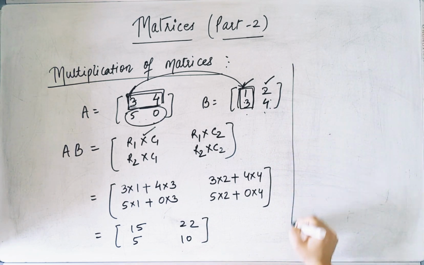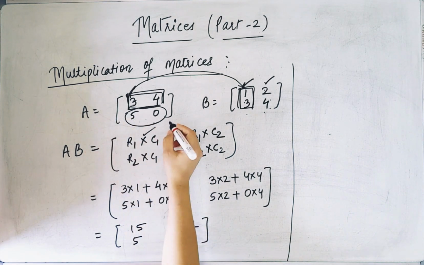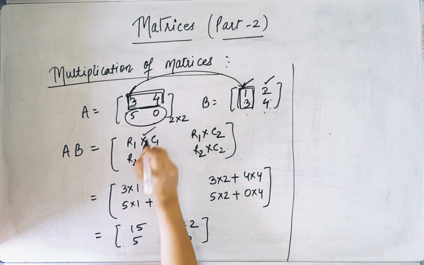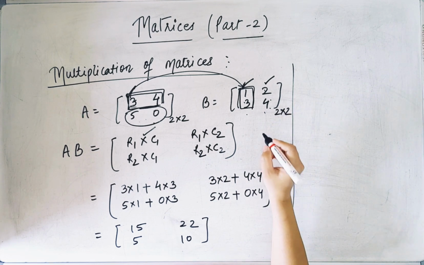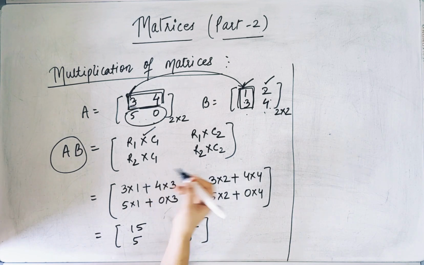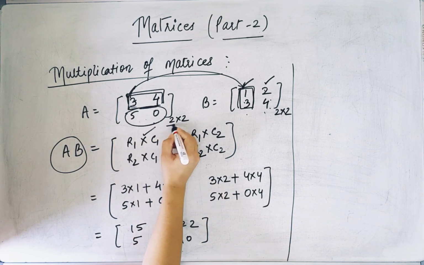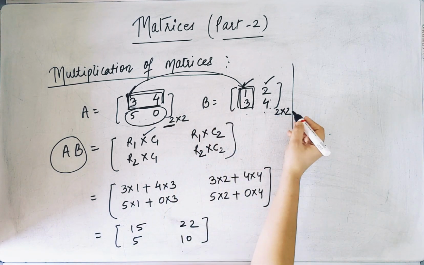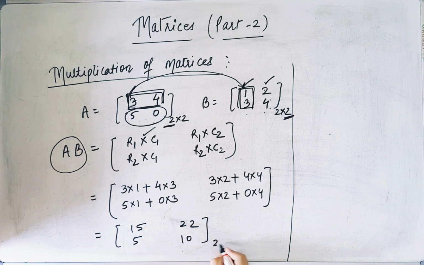Now see, one main point is A matrix का order क्या है? 2 into 2. B matrix का order क्या है? 2 into 2. So जो resulting matrix होगी without calculation हम order कैसे find करेंगे? A matrix number of rows are 2 and in B matrix number of columns are 2. So AB matrix का भी order क्या आएगा? 2 into 2.